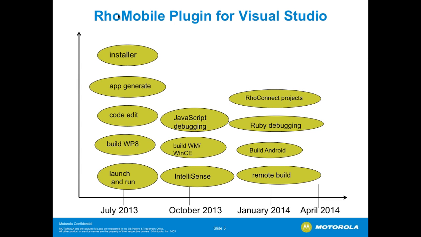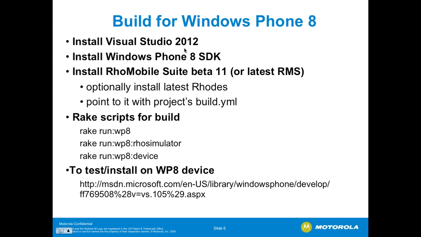We will be doing a subsequent release 4.1 where we add JavaScript debugging, build for Windows Mobile and Windows CE. You will need to have Visual Studio 2008 installed for that. We will support IntelliSense for all of the Rho APIs. And then in the future, we're going to add a lot of new exciting features like Rho Connect projects, Ruby debugging, building for Android, and remote build.